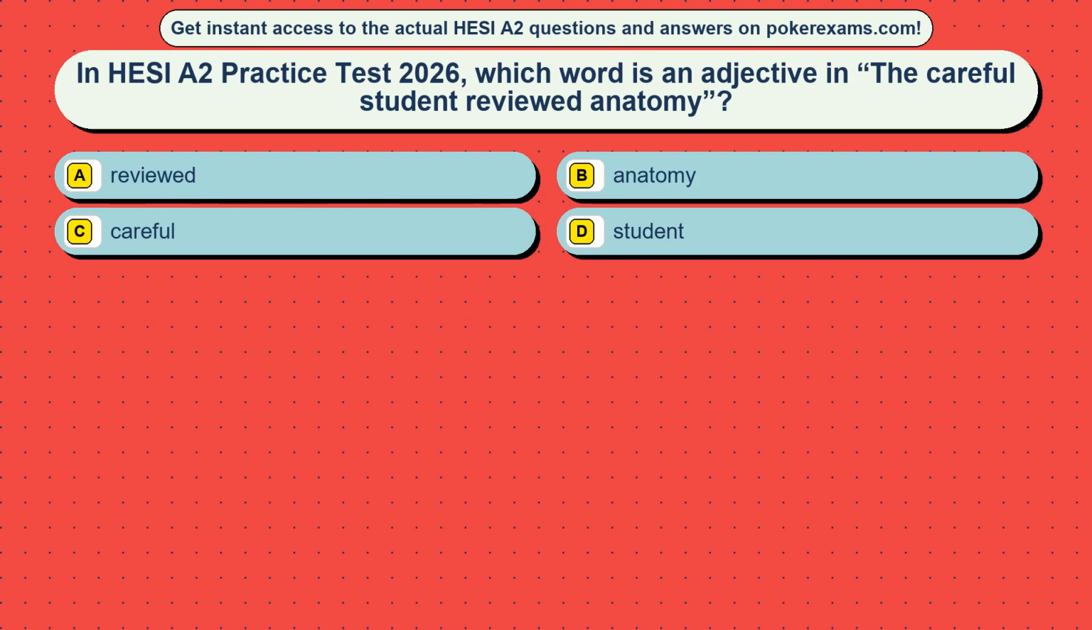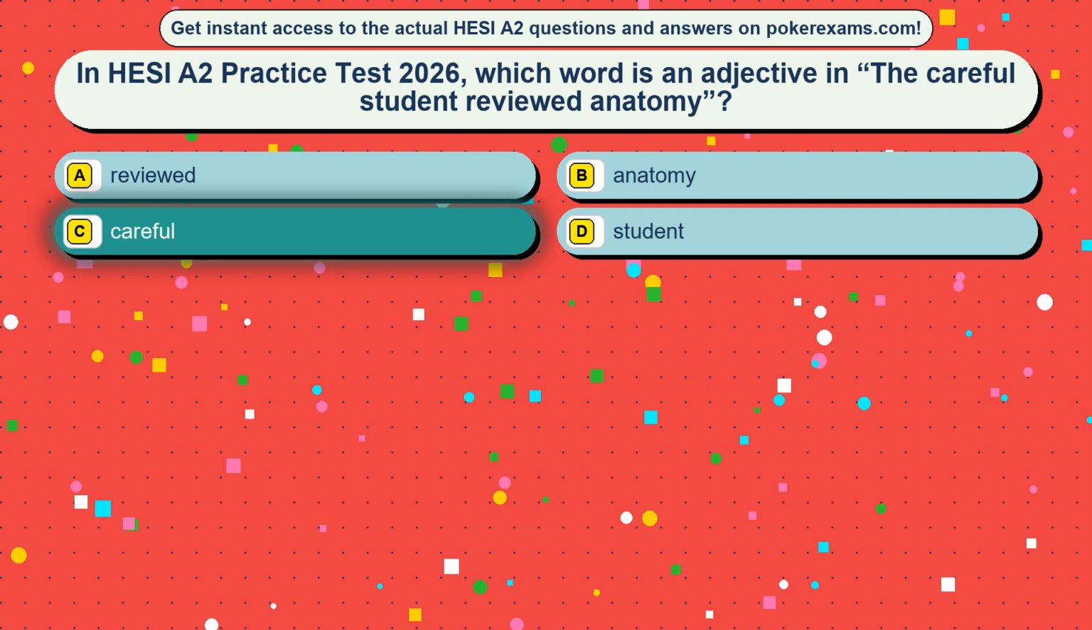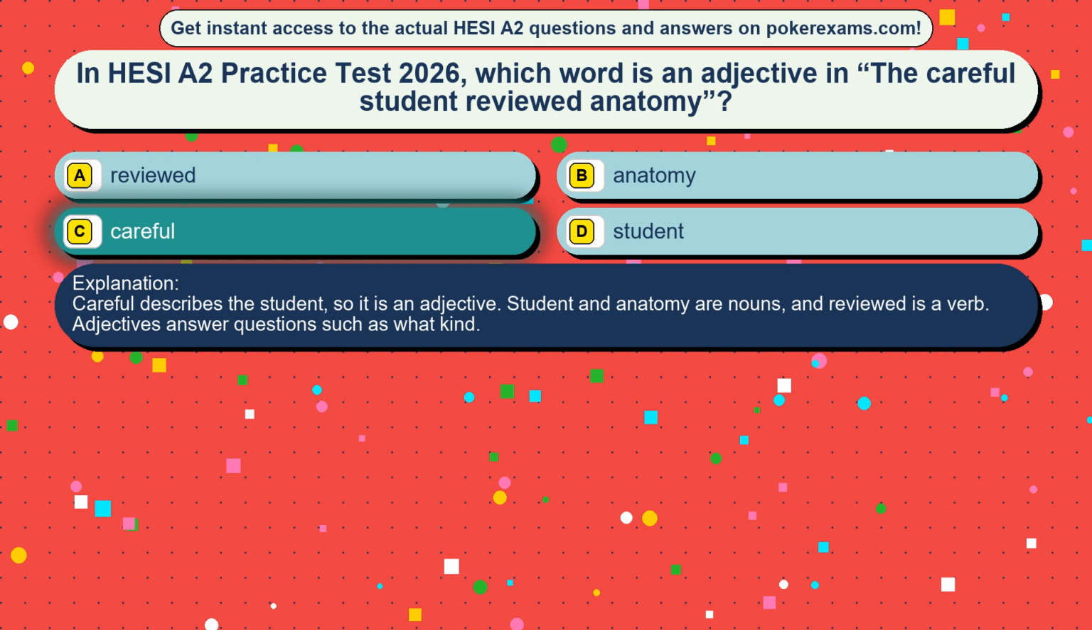Question 43. In HESI A2 Practice Test 2026, which word is an adjective in "the careful student reviewed anatomy"? Option A, reviewed. Option B, anatomy. Option C, careful. Option D, student. The correct answer is option C, careful. Careful describes the student, so it is an adjective. Student and anatomy are nouns, and reviewed is a verb. Adjectives answer questions such as what kind.